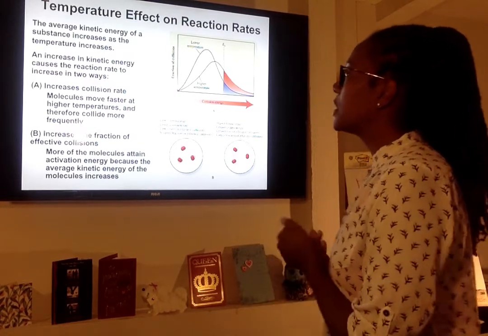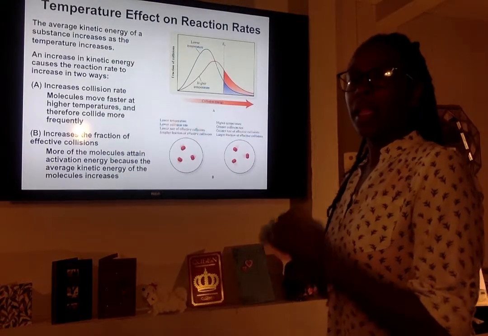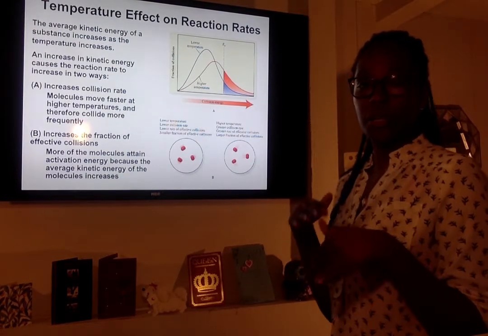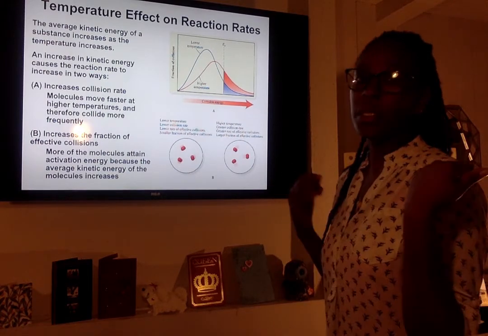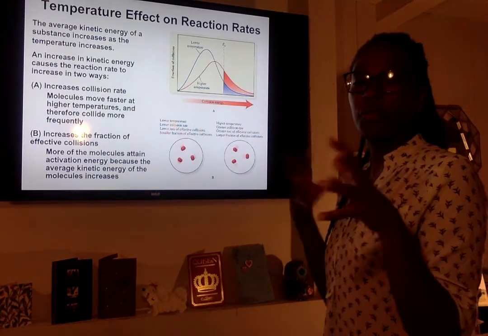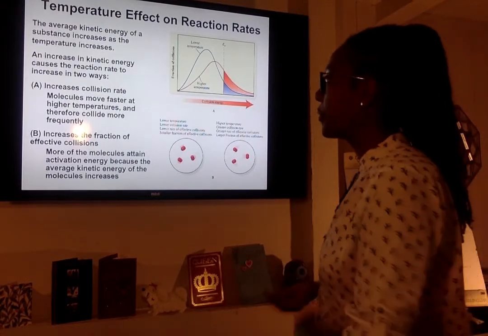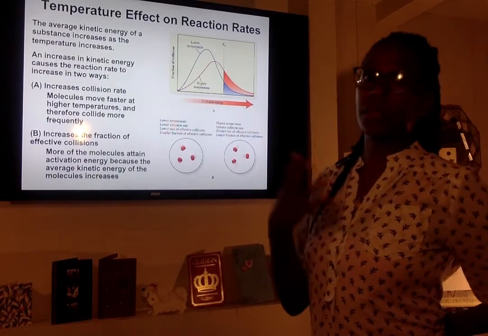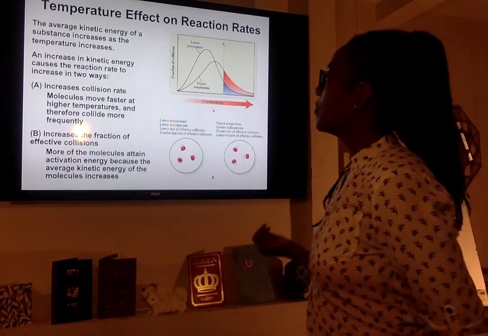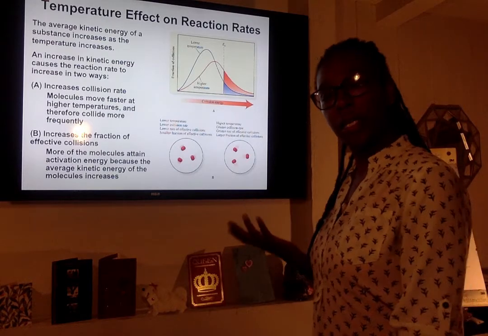An increase in kinetic energy causes the reaction rate to increase in two ways. An increase in collision rate is one way. If you're increasing the temperature of, for instance, a gas, what's going to happen to those gas molecules? They're going to move around. And if they're moving around faster, they're probably going to run into each other more frequently. So you're going to increase the collision rate, which therefore is going to increase the rate of reaction. Molecules move faster at a higher temperature and therefore collide more frequently, which makes sense.